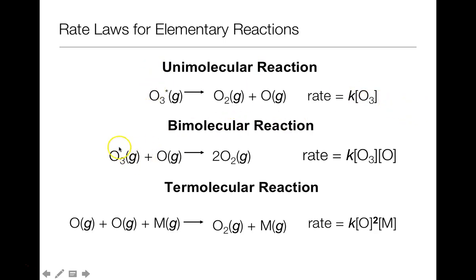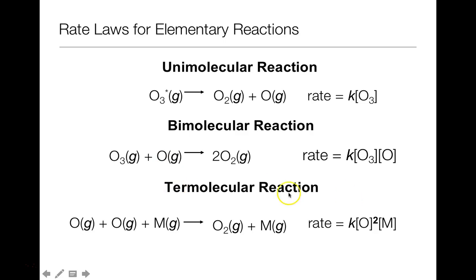Bimolecular reaction, again, here's our non-excited state ozone reacting with atomic oxygen to form 2 molecules of molecular oxygen. The rate is directly proportional to the rate constant times O3 raised to the first, which is its coefficient, times O raised to the first, which is its coefficient.